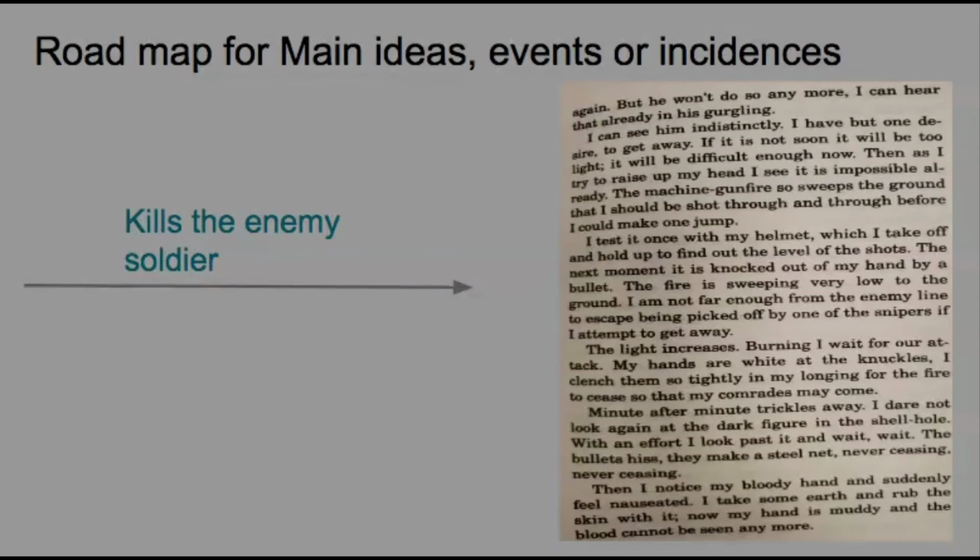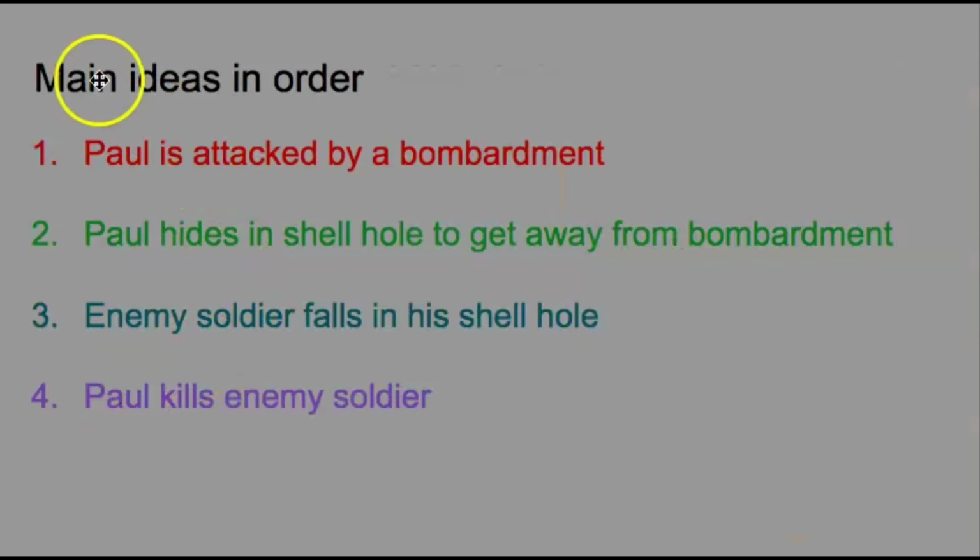So now I'm going to create my list of main ideas, or things that have taken place, and in order. So the first thing that took place is that Paul was attacked by a bombardment. Because he was being attacked, he hid in a shell hole so that he could hide. Then an enemy soldier fell in his hole, so he kills the enemy soldier.